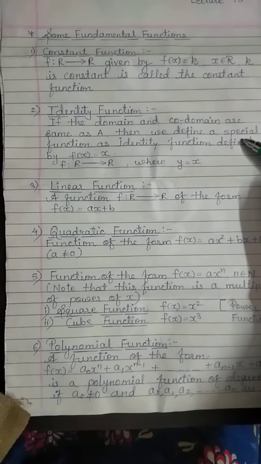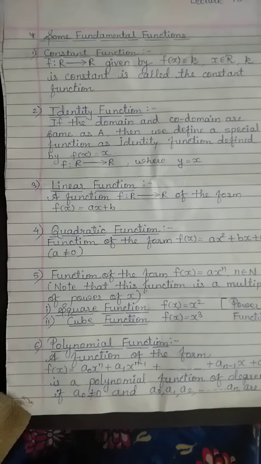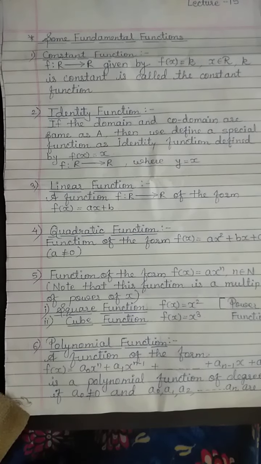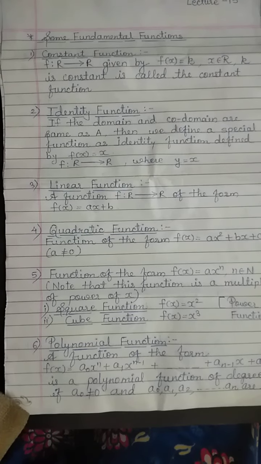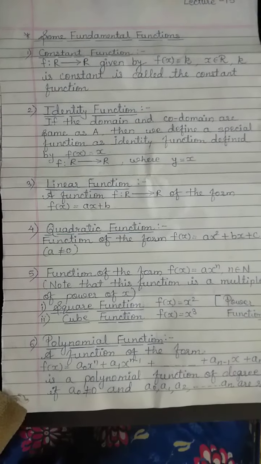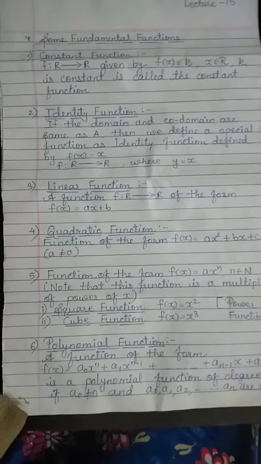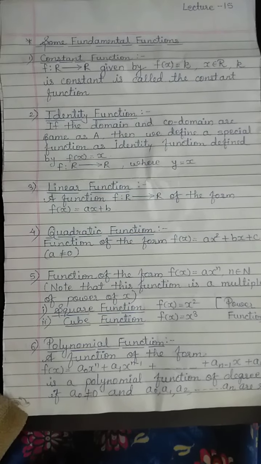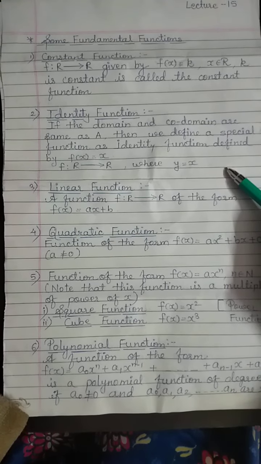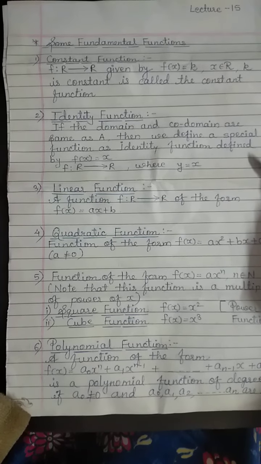Now the second type is identity function. If the domain and the codomain are same as A, then we define a special function as identity function defined by f of x is equal to x. F is a function from R to R where y is equal to x. Now in this case, for every value of x, the value of y will be the same.